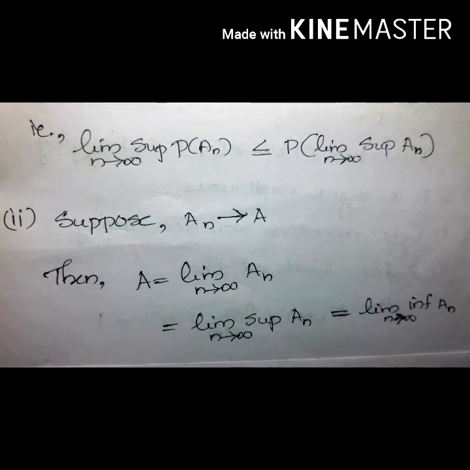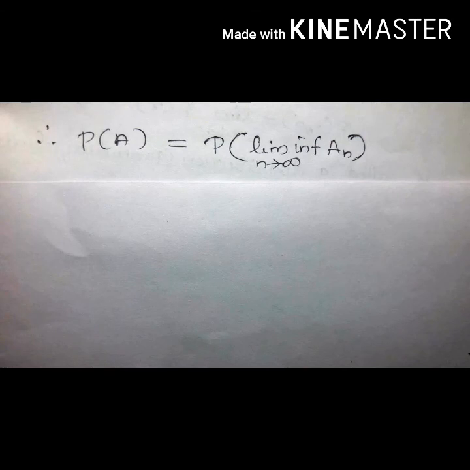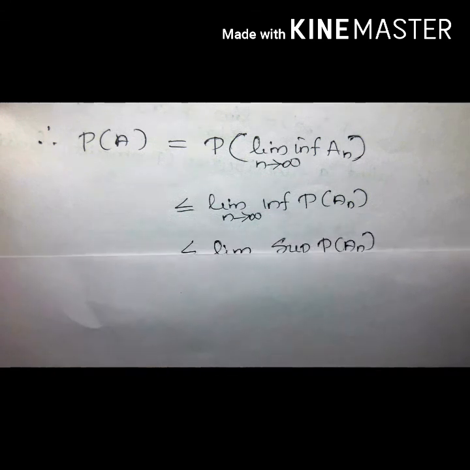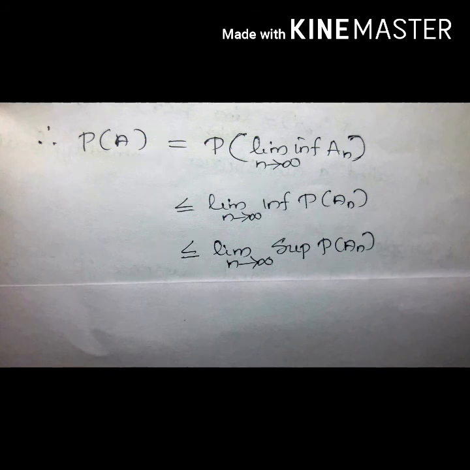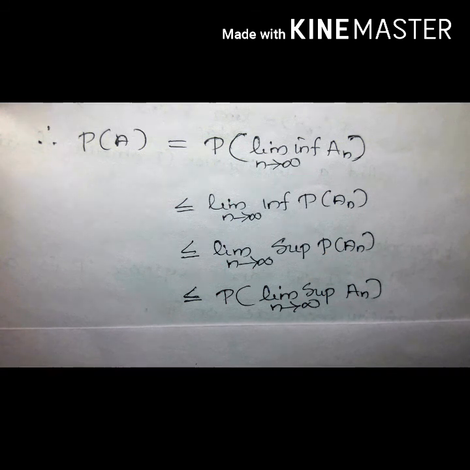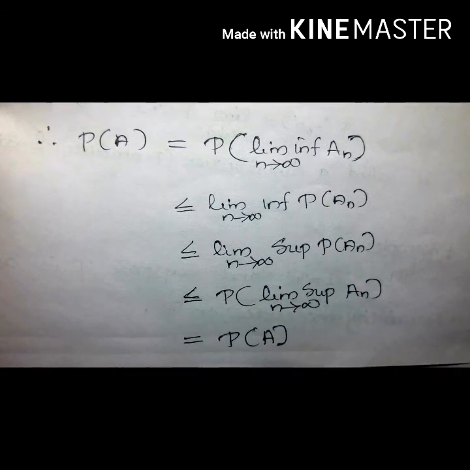Therefore p of a equals p of limit infimum an, and that is less than or equal to limit infimum of p of an, which is less than or equal to limit supremum of p of an, and that is less than or equal to p of limit supremum an, and that is equal to p of a. Consider the middle inequalities, which become equalities.